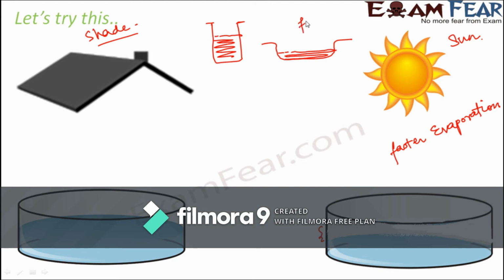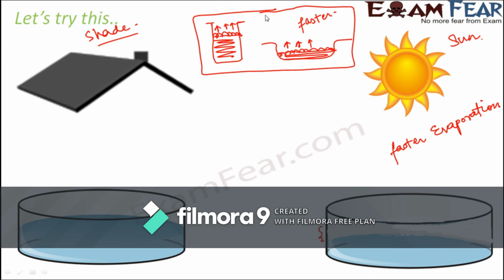Evaporation would be faster in the plate because here the surface is more, so more liquid will get converted into vapor. But in the beaker the surface is smaller, so less liquid will get converted to vapor. That's the difference. So we say that evaporation always occurs from the surface of the liquid. And that is why, while drying clothes, we stretch the clothes and put them under the sun so that they dry quickly.